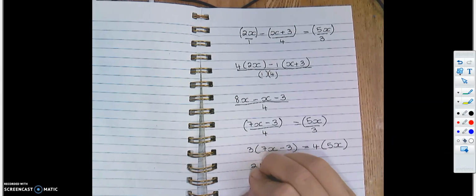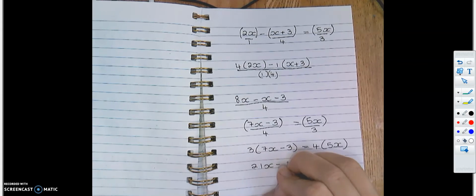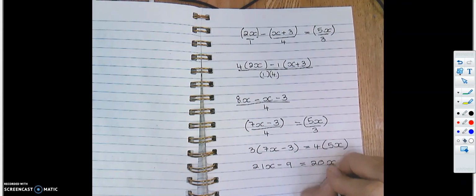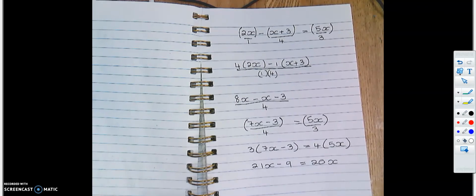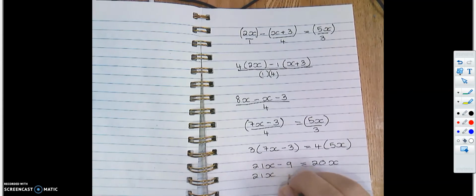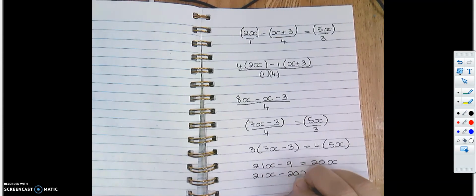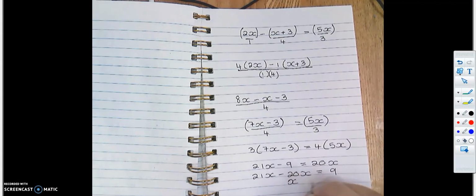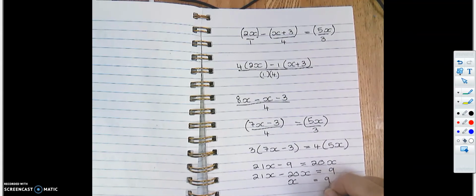So we get 21x minus 9 is equal to 20x. Tidying up, so my 20 will come over and my 9 will go over. So I go 21x minus 20x is equal to 9. So my x is equal to 9.